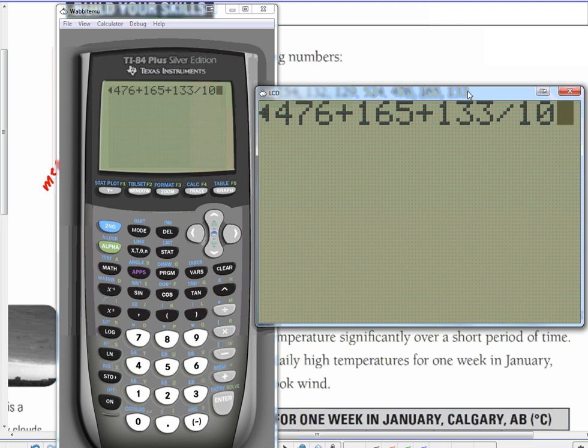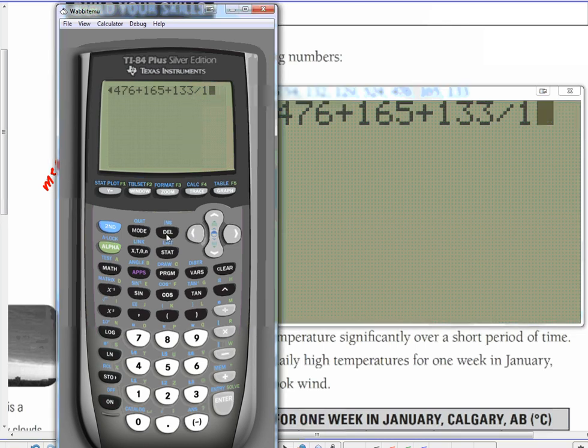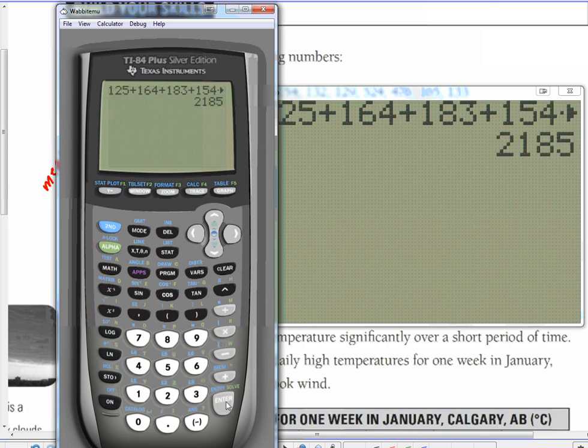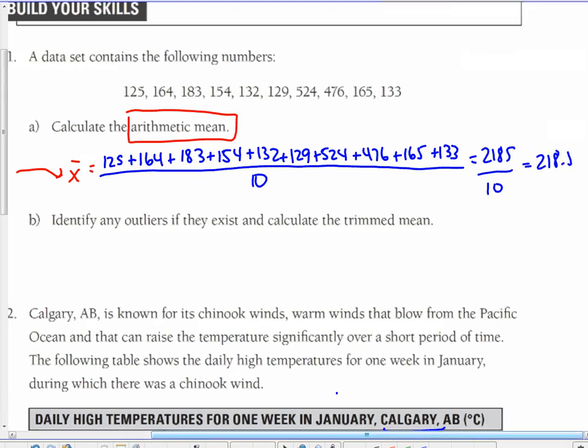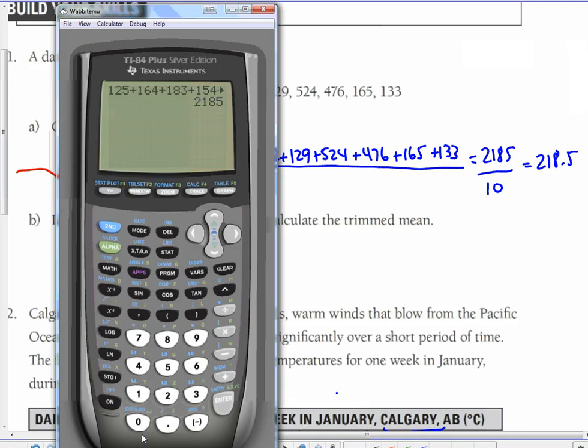So can I type in divide by 10 here? No, because the calculator does BEDMAS. It's not that smart. It doesn't know what you're thinking. You have to tell it what you're thinking. We want to add these up and then divide by 10. But BEDMAS would be just dividing these two numbers and then adding. It won't add all the numbers together and then divide. So you want to just add them together. So delete this, delete that, get our sum. Our sum is 2,185. Divide by 10 is 218.5. So then we divide by 10. Did you get the same sum?